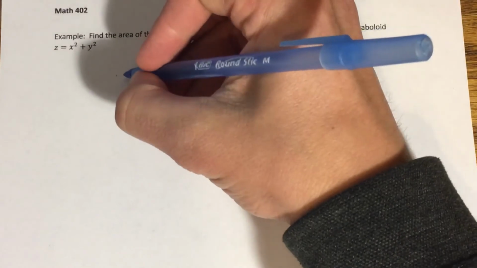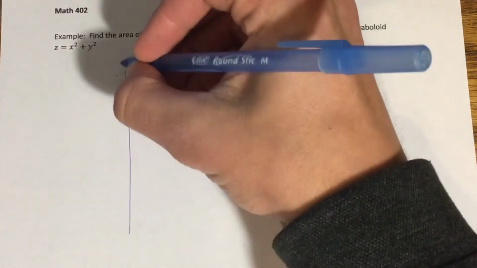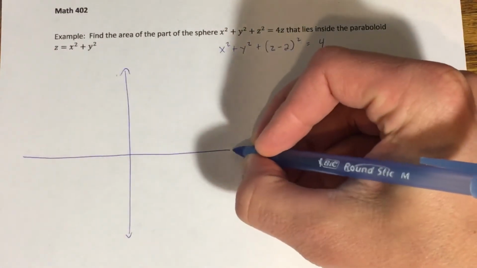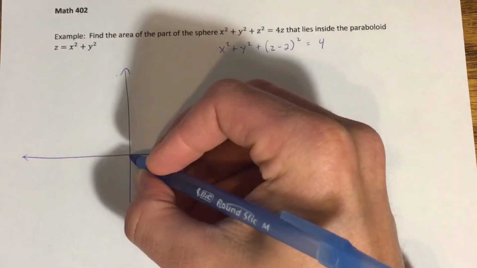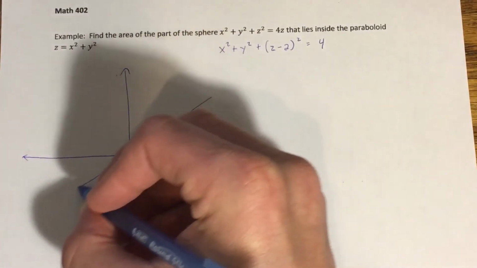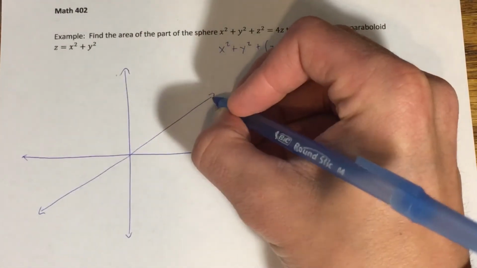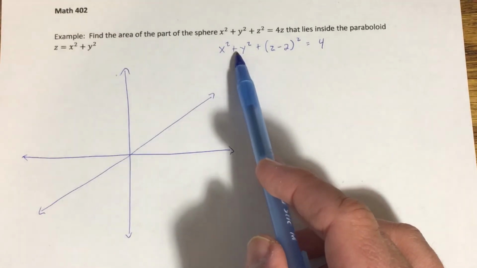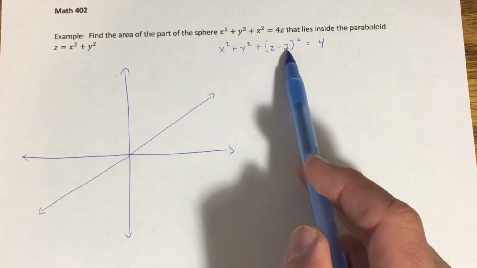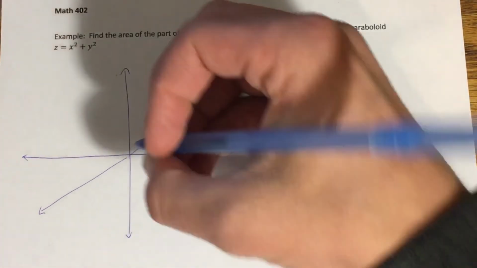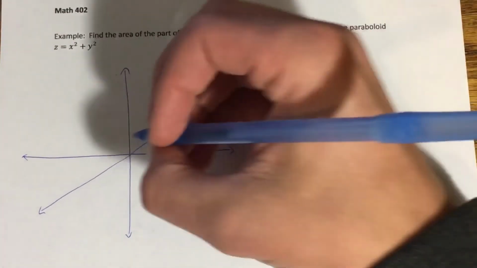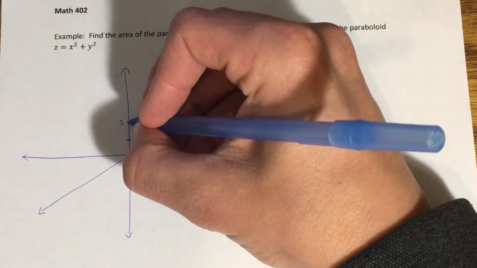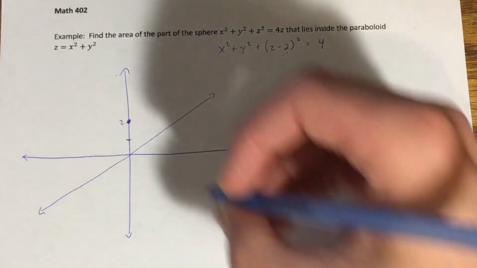So I want to attempt to sketch this thing, and I fully expect this picture to be terrible. So hopefully you can make sense of my drawing here. Okay, so what we have here is a sphere that's centered at 0, 0, 2, and it has a radius of 2. So that's 2 on the z-axis. I'm going to go 1, 2. There's 2. And there's the center of that sphere.